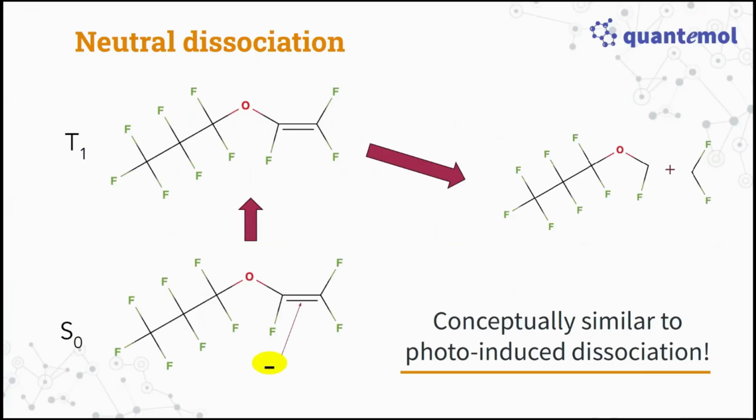So I just want to plant a seed right now that this is very conceptually similar to photo-induced dissociation. If I was going to make the similar cartoon of photo-induced, I would basically replace this little cartoon electron with a photon. Easy work.